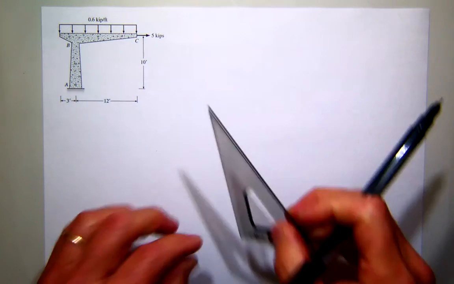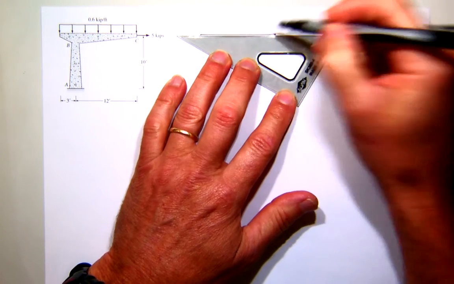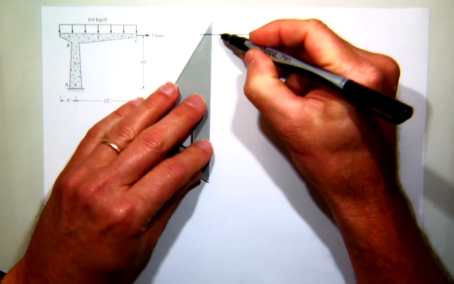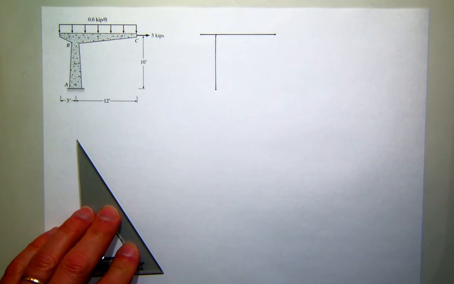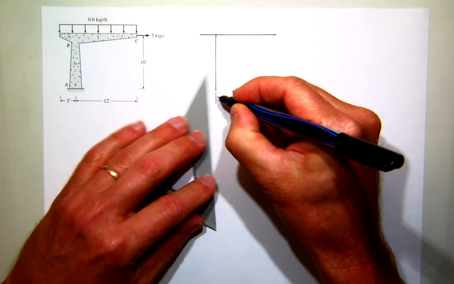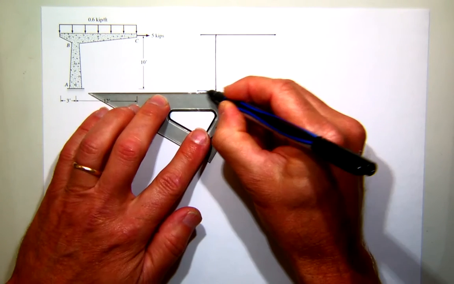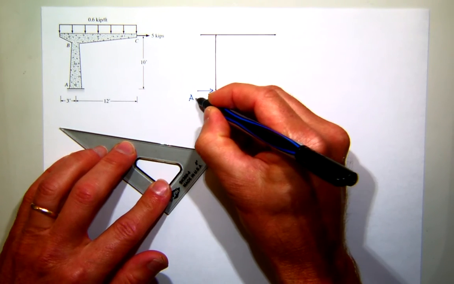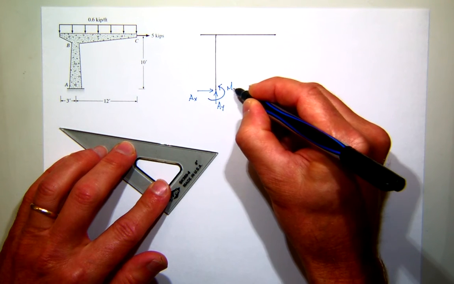Okay, so in this problem, let's draw our free body diagram again. Our first step, as usual. So I'll draw a line for the top part of the structure, and then a line for the column part of the structure. And I'll assume directions for the reactions at A. So I'll assume up for AY. I'll assume to the right positive for AX. And my right-hand rule, I'll assume the moment at A is in that direction.